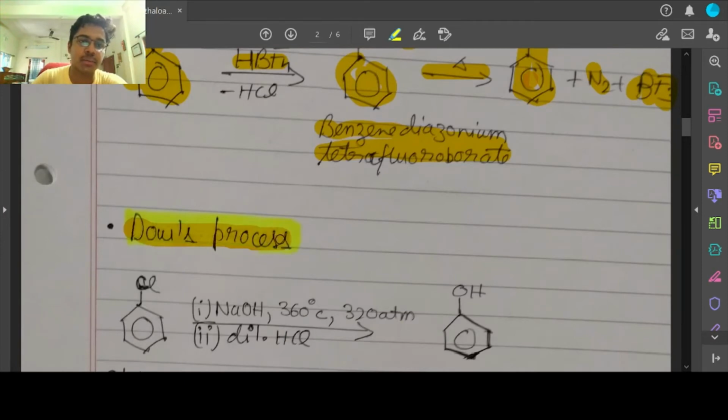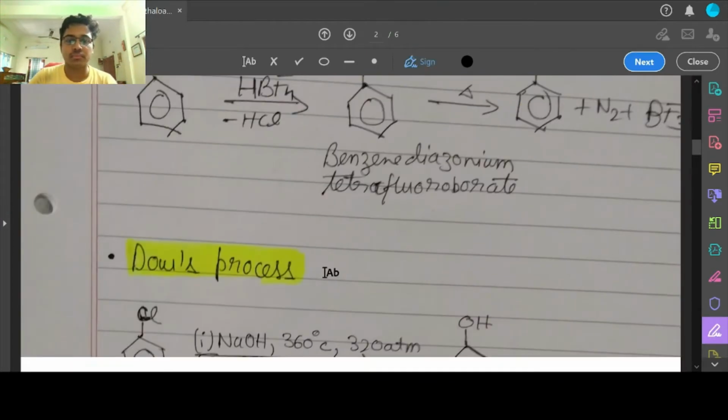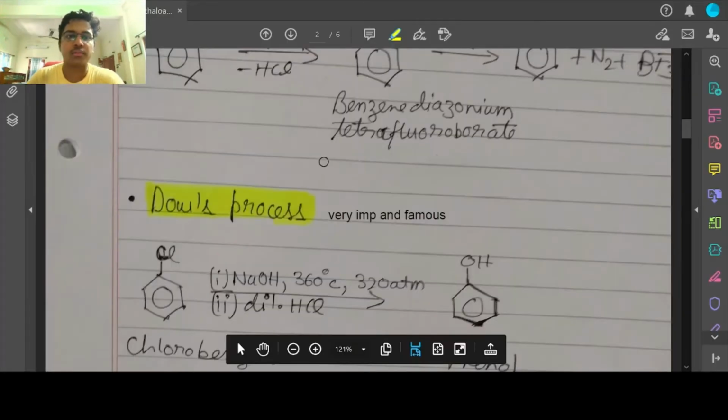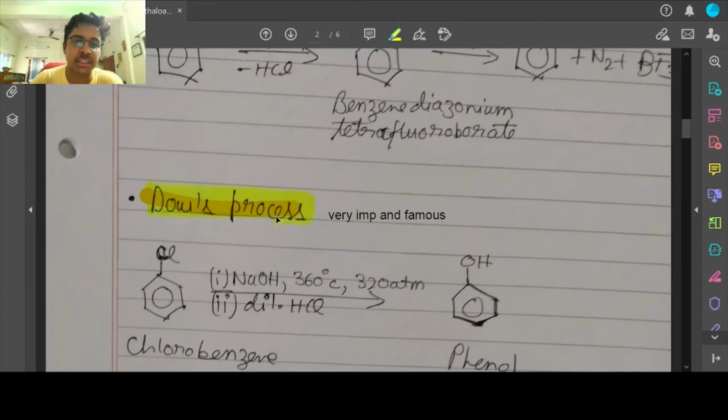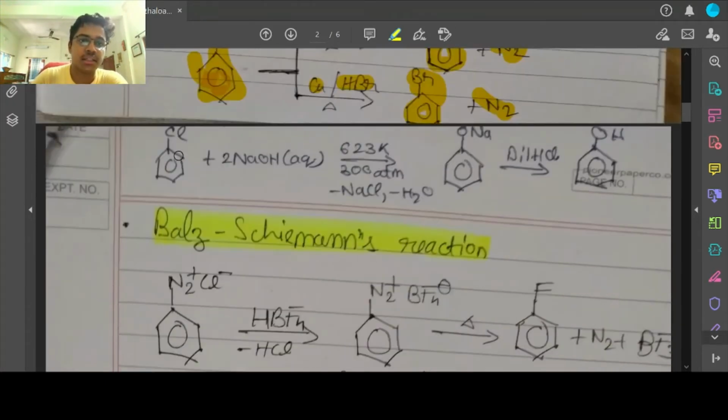This is very important. It's the favorite question of the board exams. So it's a very important and famous question. So let us see this. The Dow process is a very important and famous reaction. It's a favorite question of the board exam also, as I mentioned earlier. So let us see, say this is chlorobenzene, right?